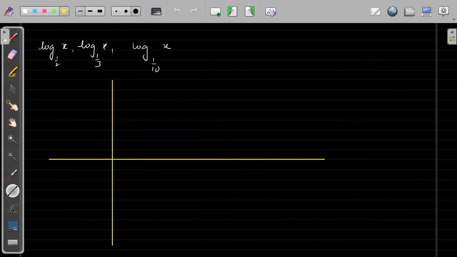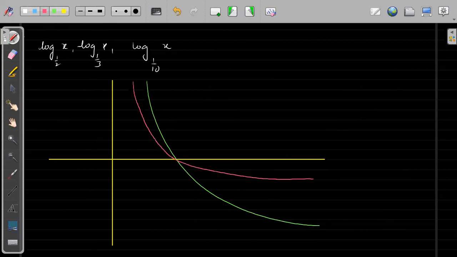Okay. Fine. So this one, first what I will do, I know log x base 1 by 2 will be something like this. We have seen before that log x base 1 by 2 will be something like this. Now tell me which one will be log x base 1 by 3. Base 1 by 3 will be something like this. Or something like this.